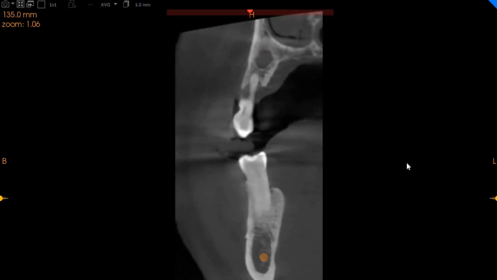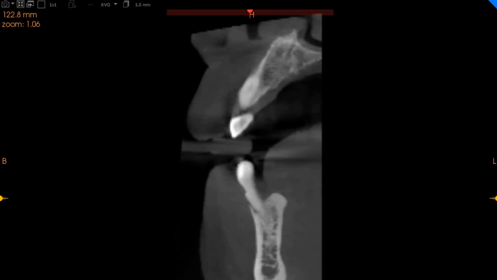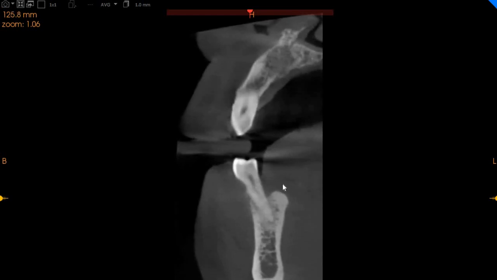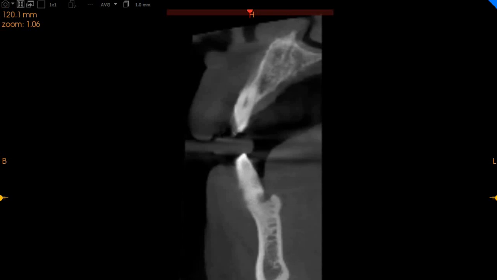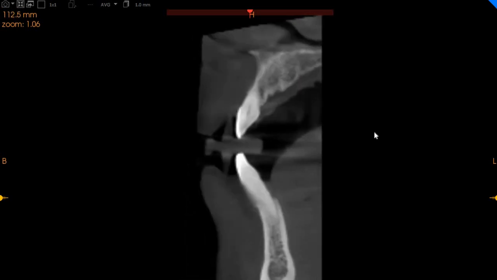The lower left 5 doing well. We've got abfraction lesions, we've got a little calculus around it. The lower left 4, again significant bone loss, especially on the lingual aspect, with abfraction lesions as well. So this tooth needs a little bit of attention in terms of whether, if it is clinically mobile, we would advise extraction. The lower left canine, again significant bone loss, but no caries or no periapical lesions.